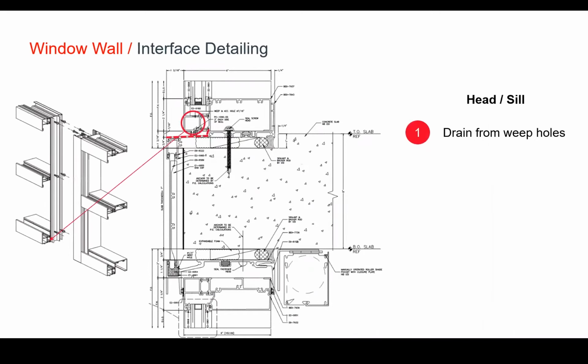So the primary drainage mechanism is on the outside. They drain from the weep holes. There should be a flashing installed under as part of the system to direct the water outboard.